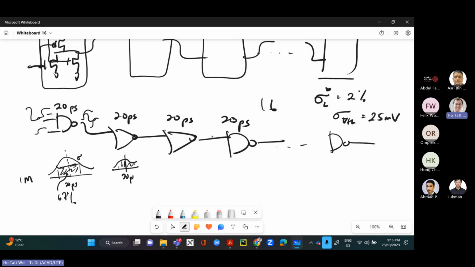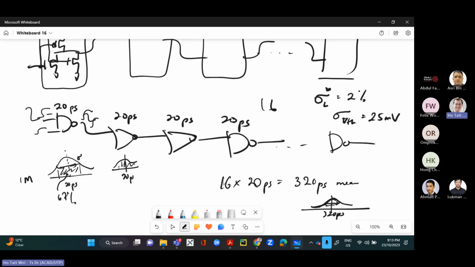I have 16 logic gates, so 16 times 20 picoseconds. My path delay is supposed to be 320 picoseconds. This is the mean of my path. Path delay is basically the delay of a change at this input propagating to a change at this output. So you can simply add up all the mean values and you get the path delay, 320 picoseconds. But what they want to know is to characterize process variation. How do these two process variations get used to estimate the variance here?